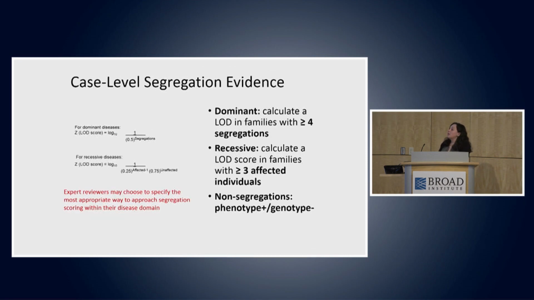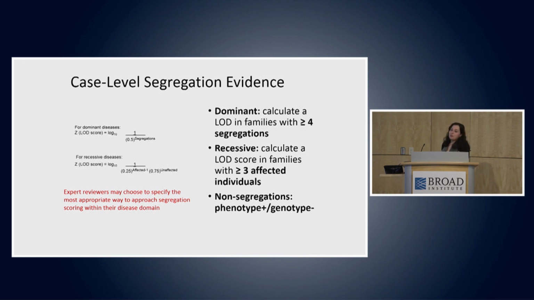So these are the LOD score calculations that you would use. For dominant disease, you're going to do 1 over 0.5 to the number of segregations. For recessive disease, we factor in both affecteds and unaffecteds, and this is the formula that we use here. Unaffected individuals have to have the same chance of receiving the damaging variant as the affected individuals, and I'll show you, it's usually siblings or someone in the same generation. Like you wouldn't want to do parents that are above or something like that, but I'll show you some examples.